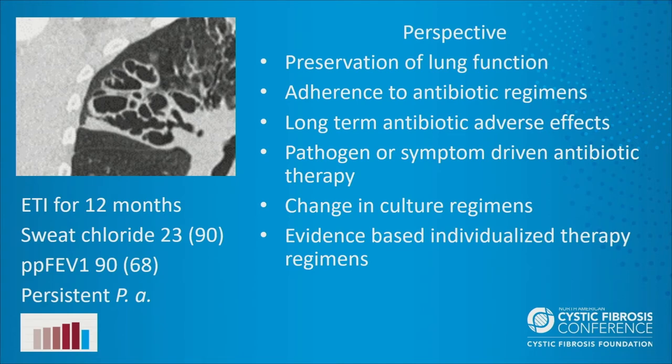So we have to be aware that there's a large proportion of patients which are still culture positive with severe bronchiectasis disease, but also decreasing adherence to antibiotic regimens. And do we have to consider long-term antibiotic adverse effects in order to preserve kidney function and avoid antibiotic resistance development for these patients?